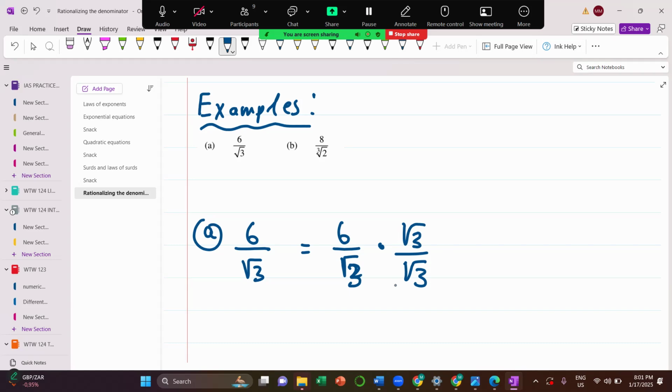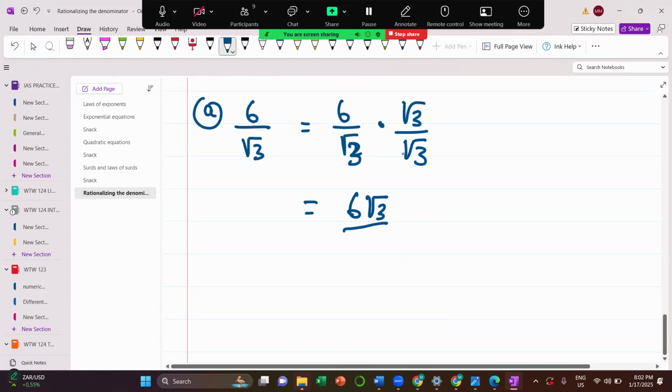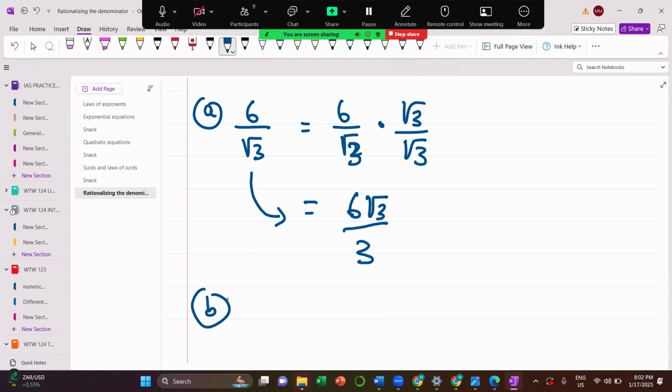Was that hard? No, sir. This is a 1, right? So you must tell me what your value of 1 is. So let's continue. The top value is multiplication, so I'm going to have 6 square root of 3 all over square root of 3 times square root of 3, which from your calculator is just going to give you a 3. So this changed to that. Are you guys okay? Yes, sir. Now letter B.